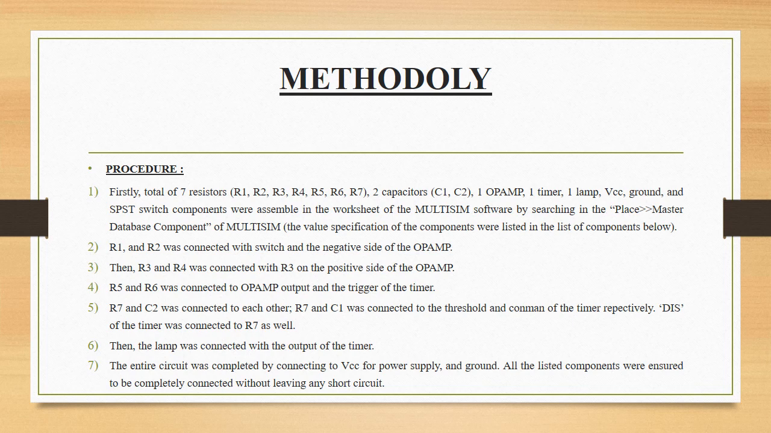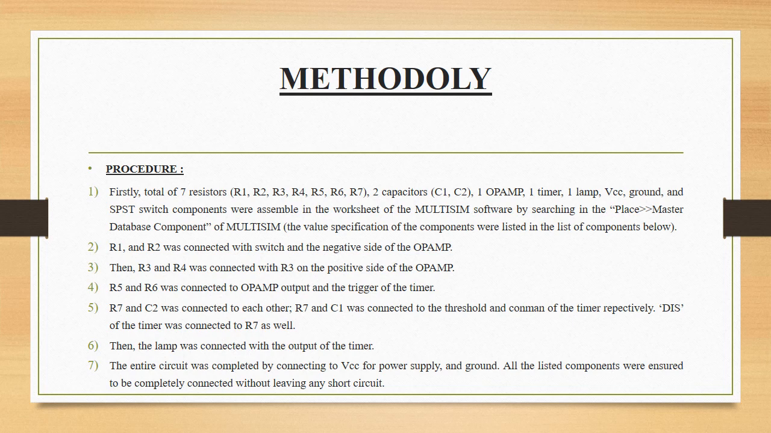The methodology. I am Prashant, and I will be presenting the procedure of our mini project. Firstly, a total of 7 resistors, R1 to R7, 2 capacitors C1 and C2, 1 op-amp, 1 timer, 1 lamp, VCC, ground and an SPST switch were assembled in the worksheet of the Multisim software, where the value specifications of the components are listed in the list of components below. I'll be explaining it in a while.